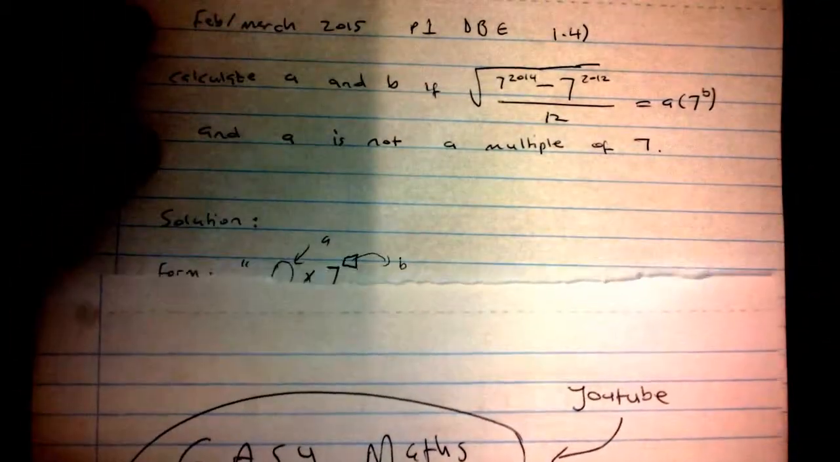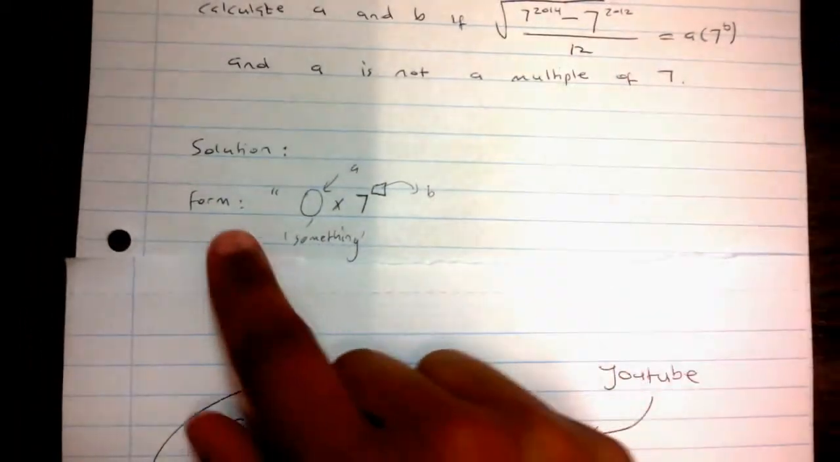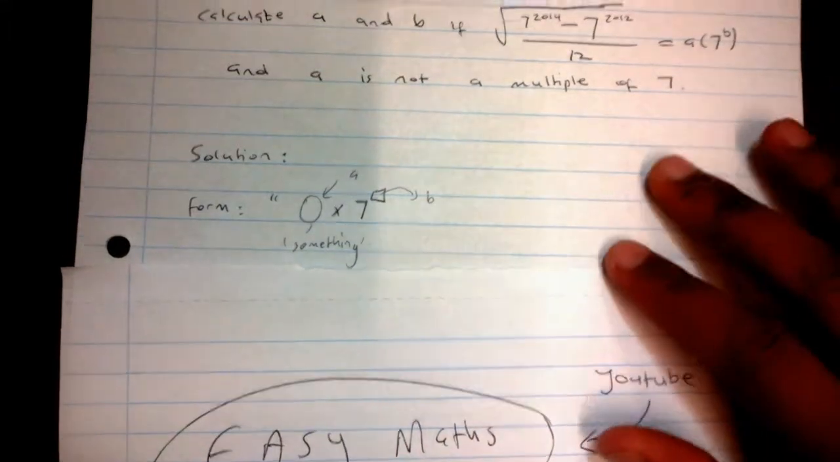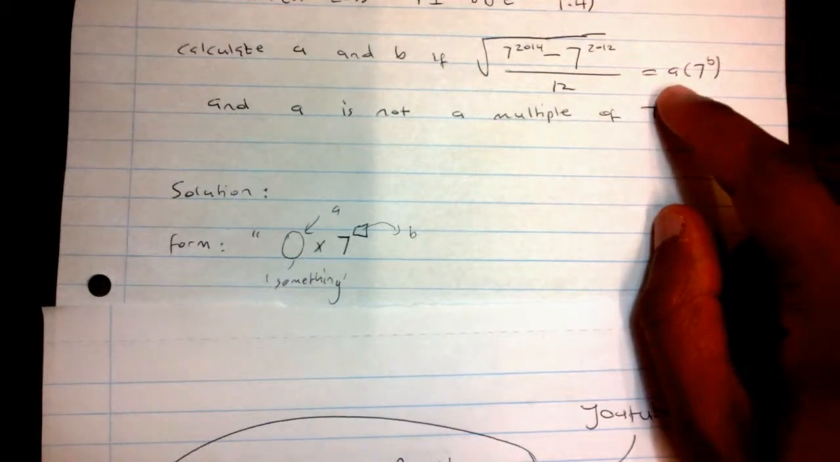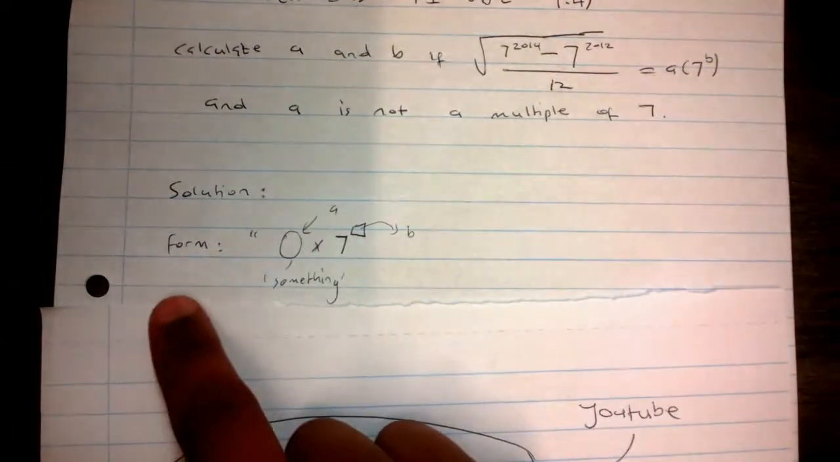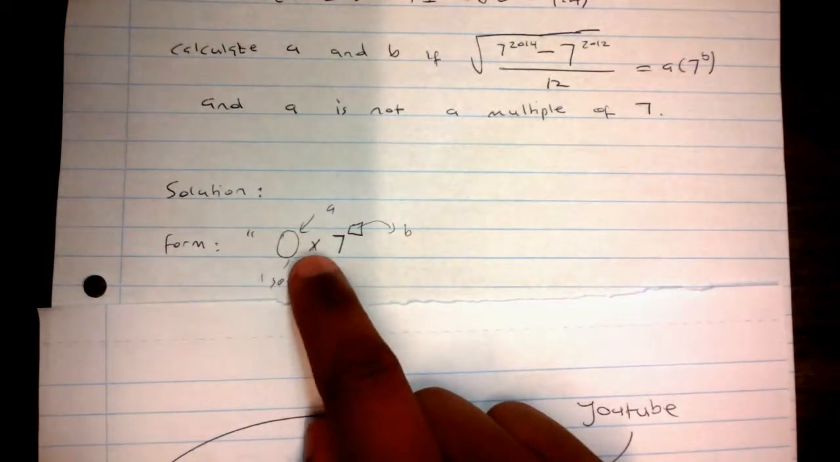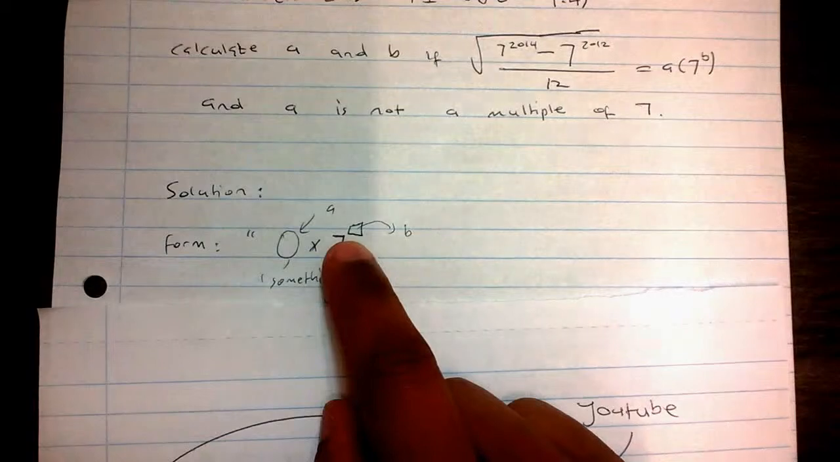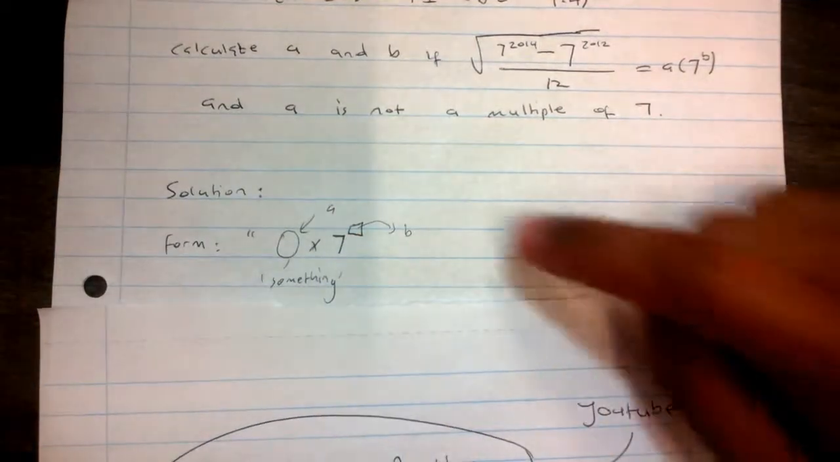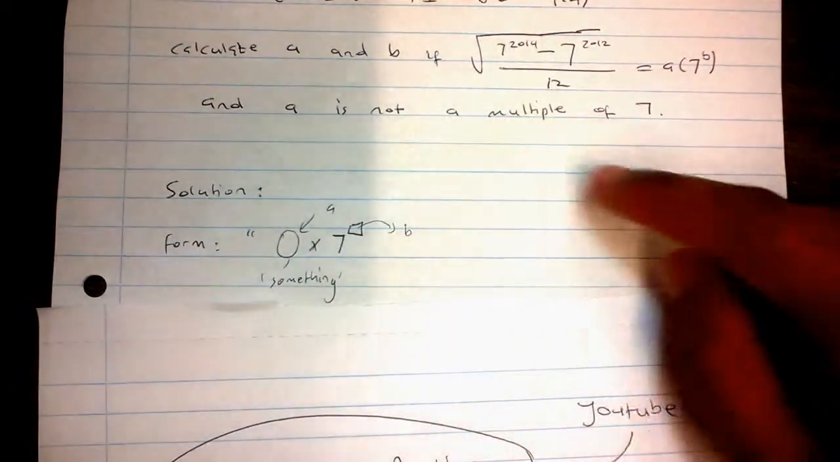Well, firstly, you should note the following. You want the following form. This should be the form of your answer. You're going to take this expression that they gave you, because they tell you it's a times 7 to the power something. So you work with it to make it a constant multiplied by 7 to the power something. And this something will be your b, and everything in front of this 7 will be your a.